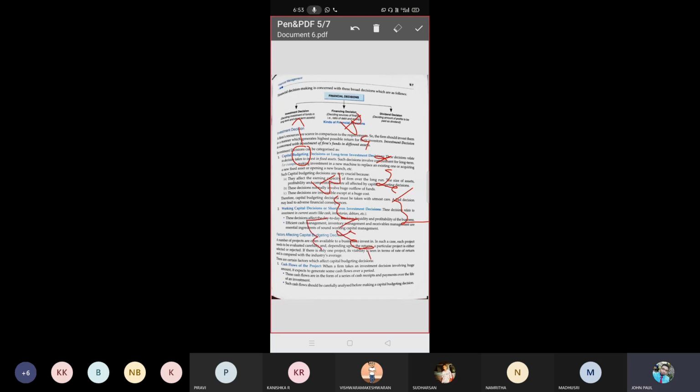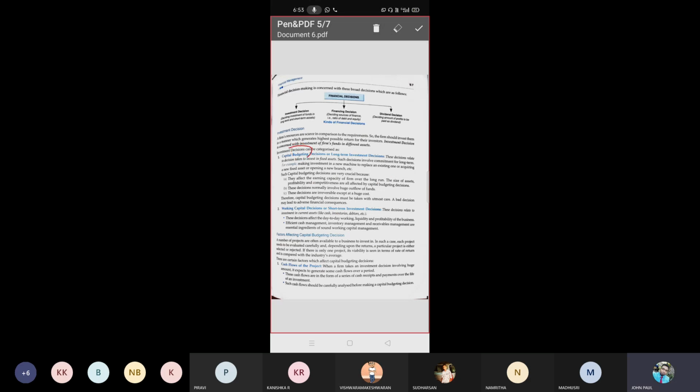In microeconomics we studied the budget line, and in macroeconomics we have studied budgeting. Budgeting, in the sense that it is a pre-planned one. Okay, we'll get into the topic now.